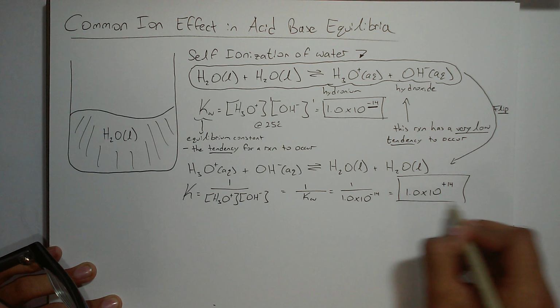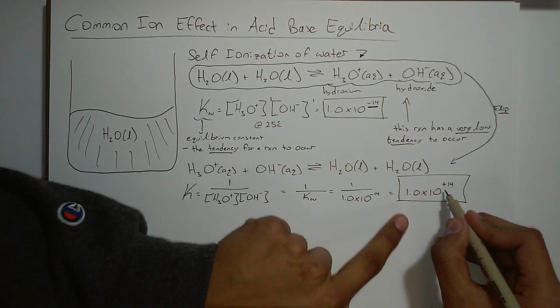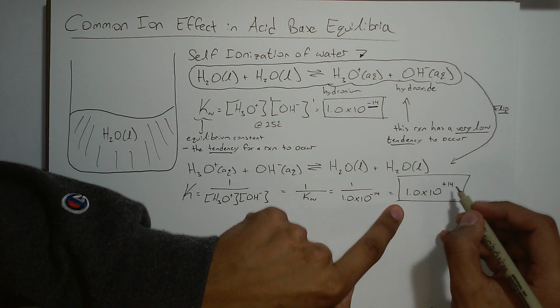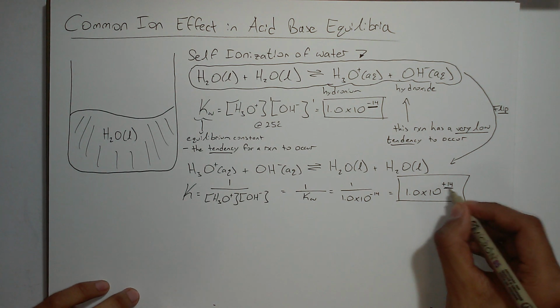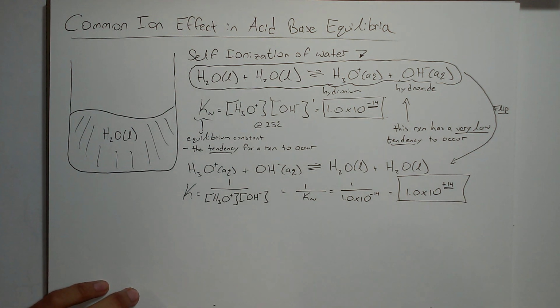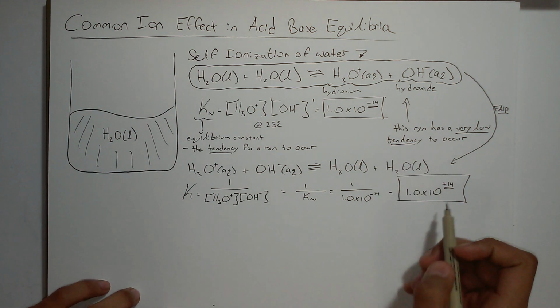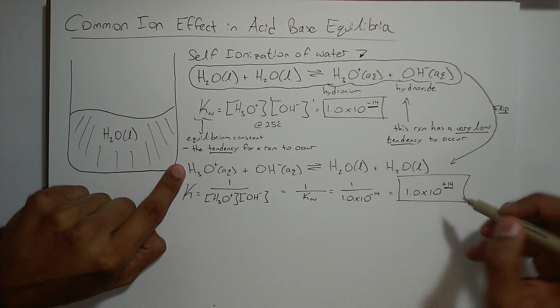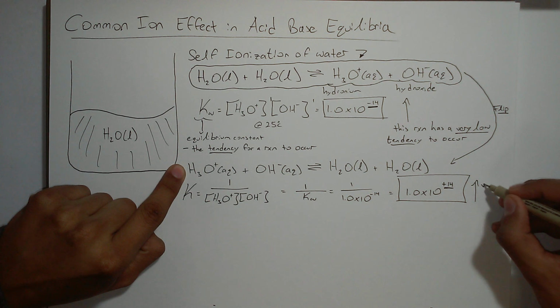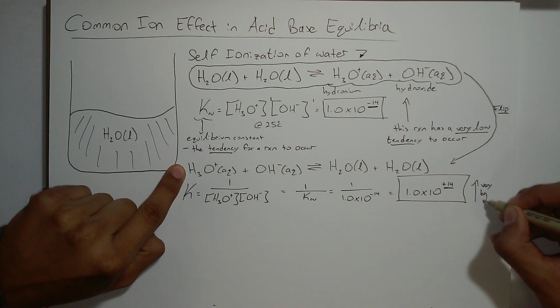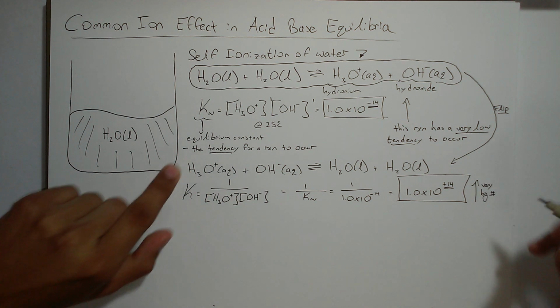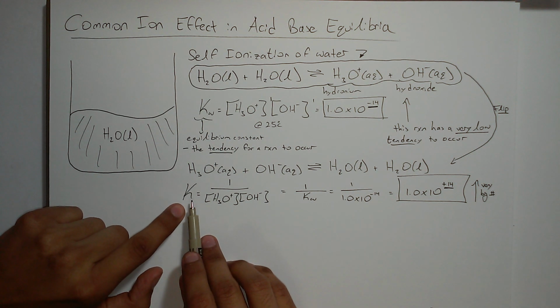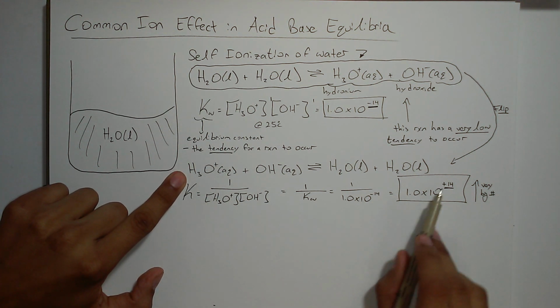Now look at this value right here. You guys see how this number is an incredibly huge number? We're talking about something that's to the positive 14. That is a humongous number. Again, the equilibrium constant for this expression is a humongous number. This is a very big number. Now, what does it mean if the equilibrium constant for this expression is a very big number?